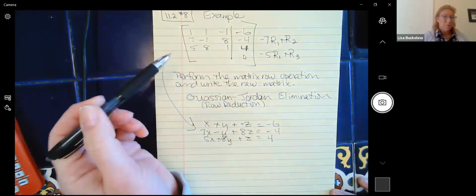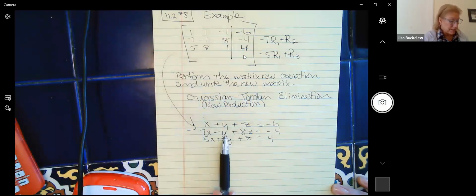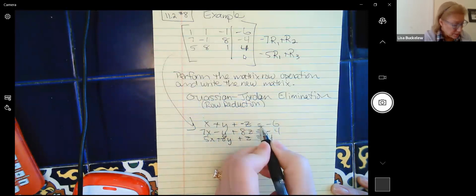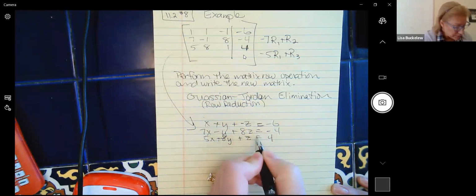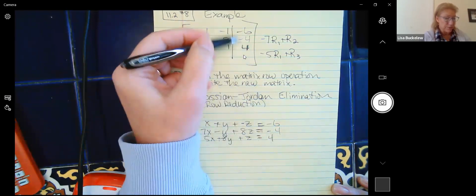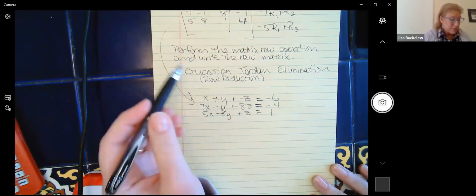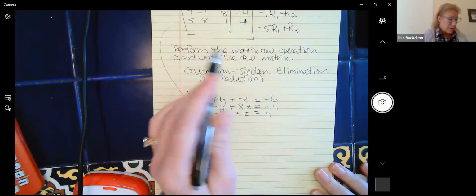Hopefully you're already getting the hang of taking a big system like this and making sure everything is in standard form, where you have all your variables on one side in alphabetical order, your equal signs all line up, and the only thing on the other side of the equations are the constants. So -6, -4, and 4. That's what these represent.